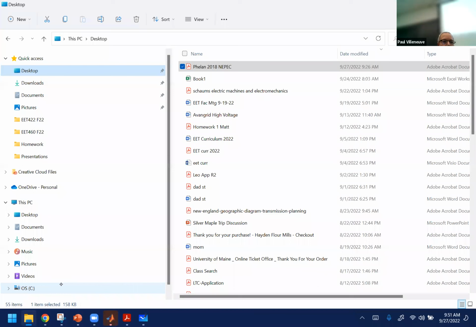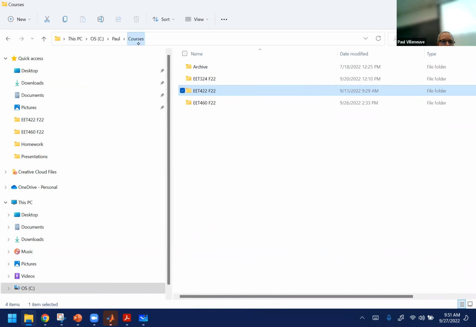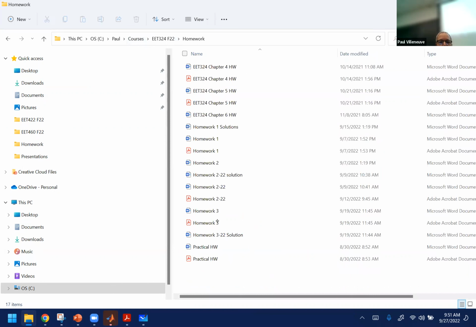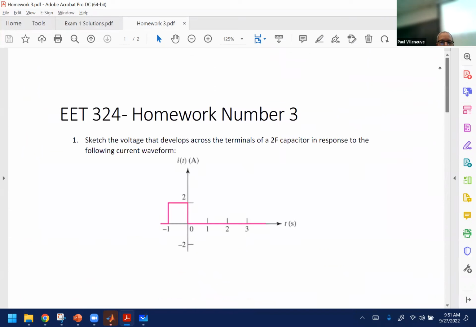How about... wrong class, sorry about that. That was number 3, right? How about, it's right here. Here's the first problem.